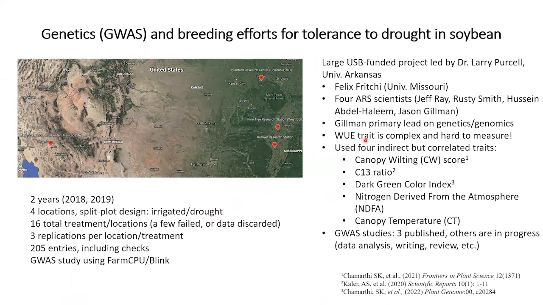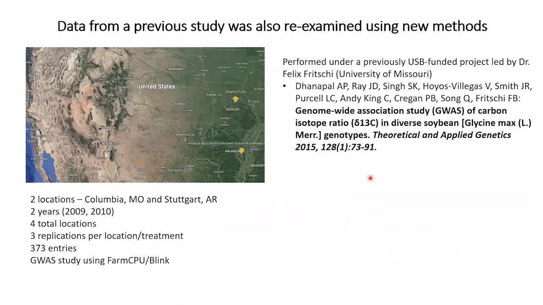There were 4 main traits and then a couple of ancillary traits that we worked on. Today, just because of time, I'm only going to talk about C13 ratio. We also leveraged data from a previous study, which was carried out in 2009 and 2010. It was only 2 locations over 2 years, so we had a lot less statistical power, and it was also not a split plot design. 373 entries. These were not specifically chosen to maximize genetic diversity. It was more or less, we pulled samples that we thought would do well.